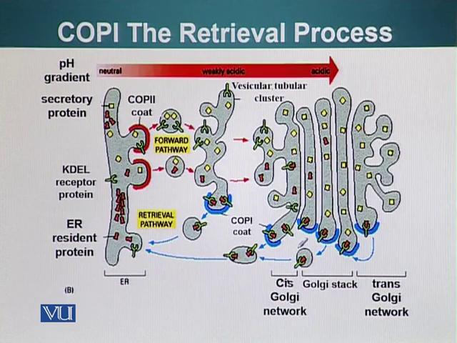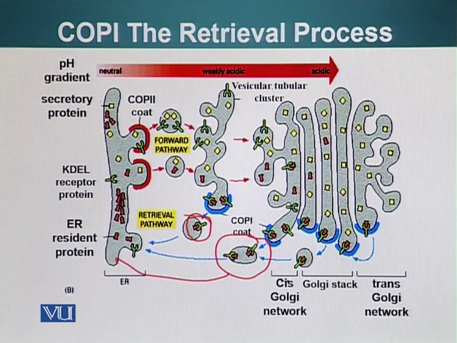So here's the dilemma. In the vesicular tubular cluster or Golgi stacks, these receptor proteins have to bind proteins which have the KDEL sequence. But once they fuse with the endoplasmic reticulum, they should release these proteins so that these proteins can perform their normal functions. So how do these receptors bind the same protein in one cellular compartment and release the same protein in a different cellular compartment? The answer is actually the pH.